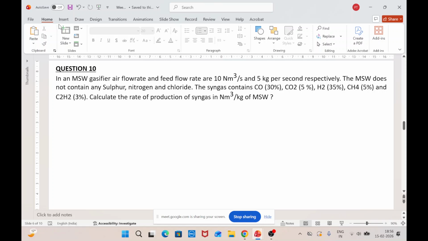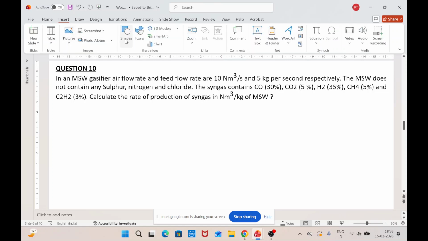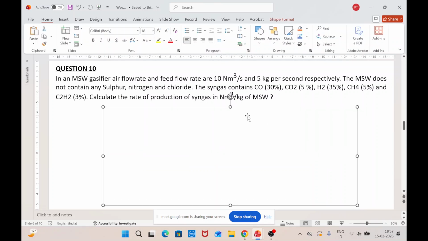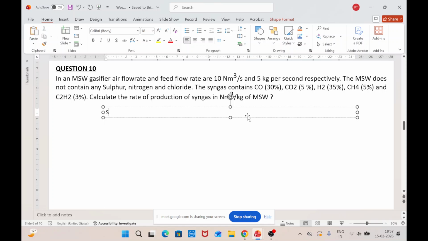Anyone who knows the formula for how to solve this question? Once you know the formula, after that it's about substituting. Yes, anyone?